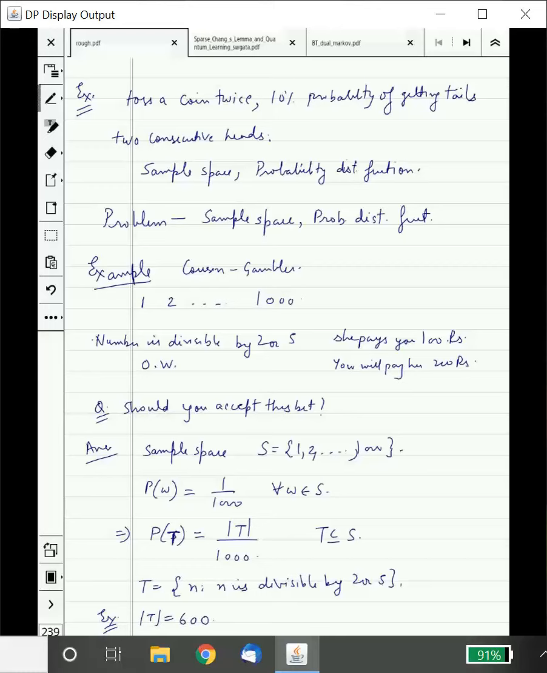This implies that you get 100 rupees with probability 3 by 5 and lose 200 rupees with probability 2 by 5. Your winning odds are 3 is to 2, but you lose in a 2 is to 1 ratio, or 4 is to 2 ratio. That means you should not accept this bet, and obviously your cousin, a proficient gambler, is trying to trick you. So you should not accept this bet. It's a simple question, but again, make sure that you understand how we define the sample space and probability distribution function.